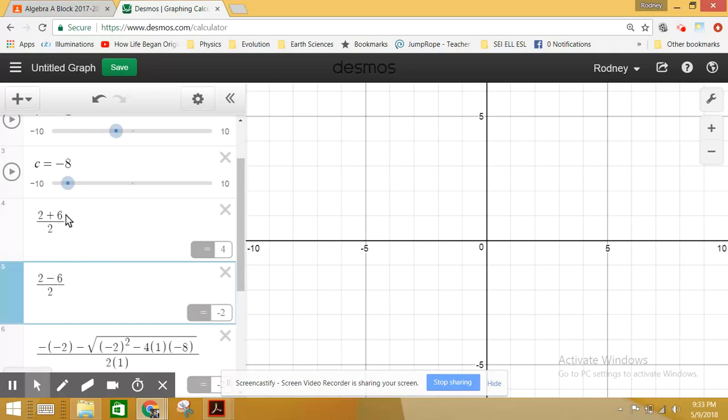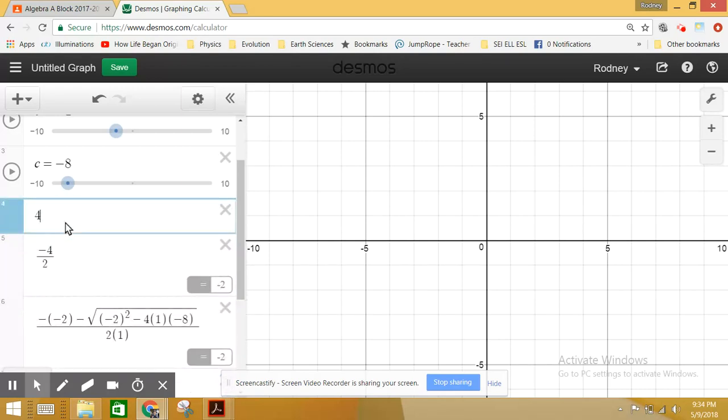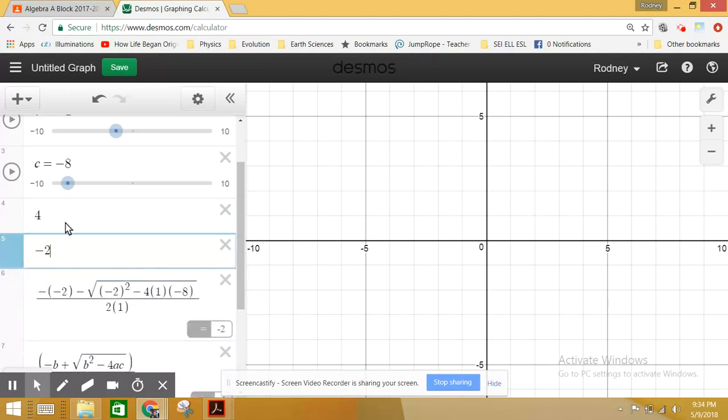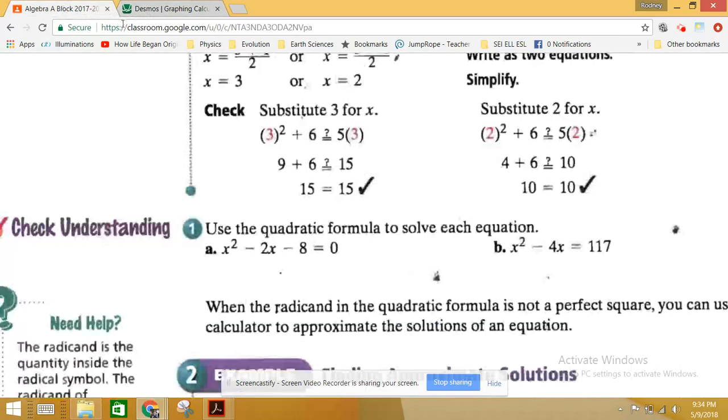And now this becomes 6 plus 2 is 8, of course. And 2 minus 6 is negative 4. Okay, and now we're having the same answers here. And 8 over 2 is 4. Negative 4 over 2 is negative 2. And those are my answers for that. Okay, let's try the next one.